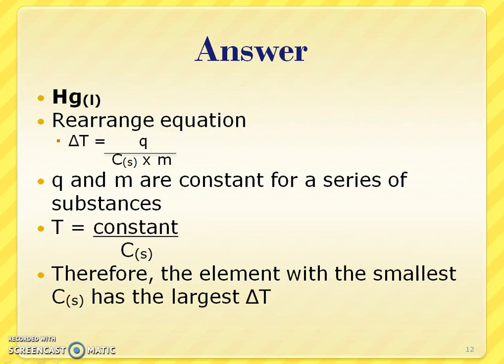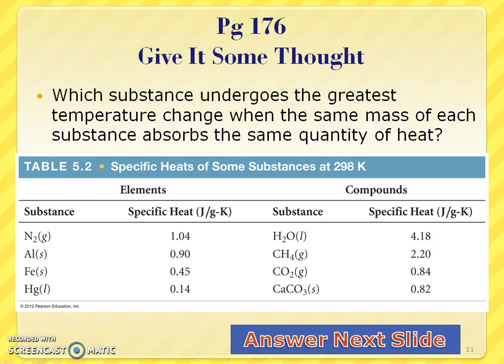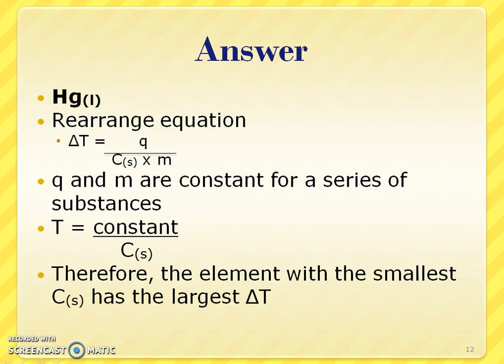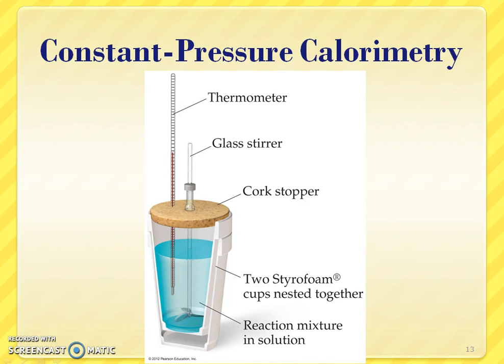Hopefully you guessed mercury. So again, rearranging the equation gets delta T equals your constant divided by that specific heat or that heat capacity. Therefore, the element with the smallest specific heat has the largest delta T. So I'm going to go back there and show that to you again. Again, read this over, look at the information that's given to you, pause if you need to, and make sure that you understand that it is mercury.